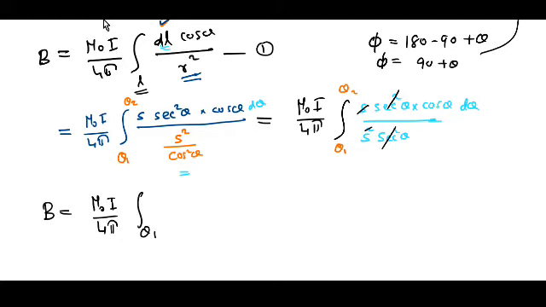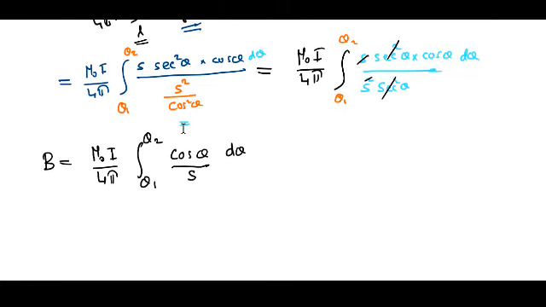integration from theta 1 to theta 2. We are left with cos theta d theta. In the numerator we have one s. What is this s? This s is the distance from the current carrying wire, that is, at a distance s we are finding out the magnetic field at P due to this whole length of the wire. The s is the distance, that distance s is a constant.